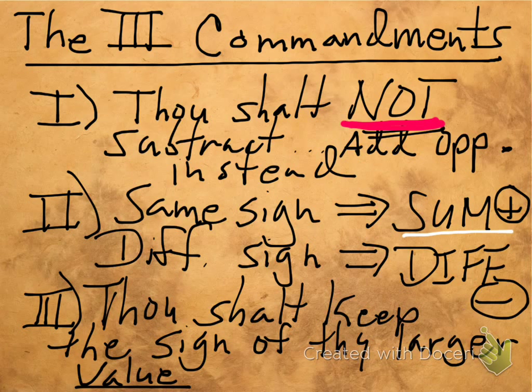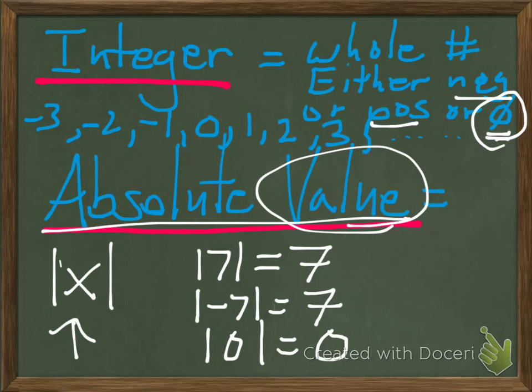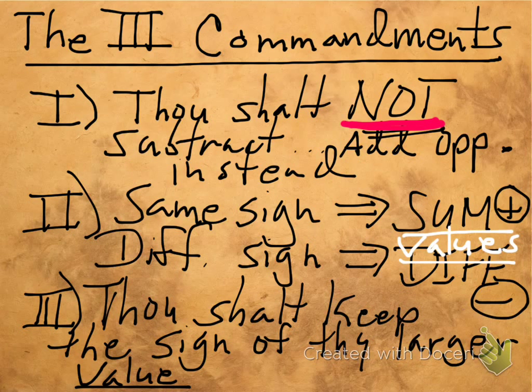I really should put that in right here. I don't really have enough room, so I'm going to write it in a different color. When I say sum and difference, it's just of the values. Going back to what we said a second ago, that's just the number part. We're going to ignore the sign completely and just look at the value. So the second commandment says if the two numbers have the same sign, find their sum. So negative 3 plus negative 5, the values 3 and 5, their sum is 8.